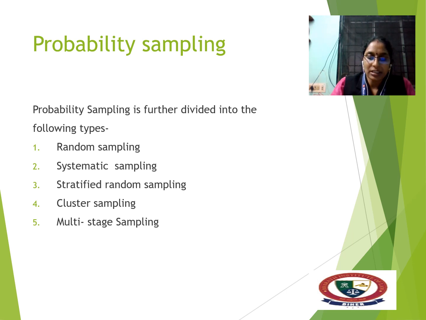If the units selected are not replaced before the next draw, the sample obtained is called simple random sampling without replacement. There may be several practical difficulties in this procedure if the universe is very large. This procedure would be theoretically inapplicable if the universe is not finite.